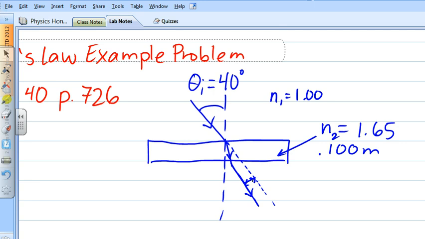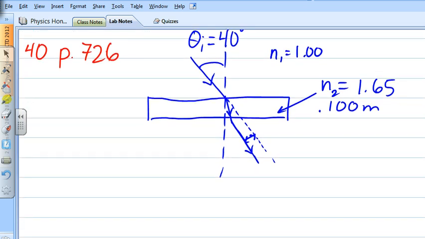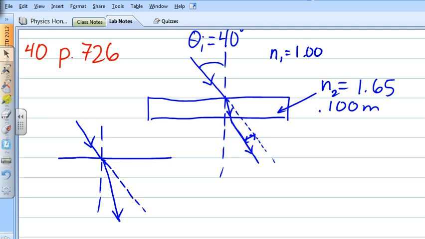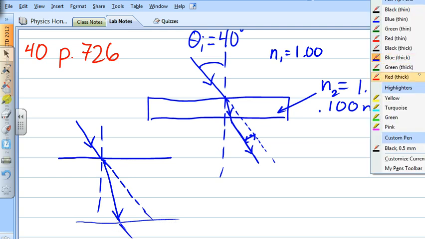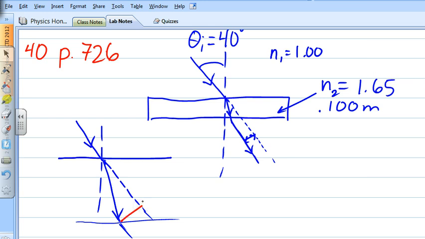Okay, this is going to get a little bit crazy, so I need to draw a slightly different diagram. Again, this is the boundary. This is the normal. This is the ray coming in. This is the refracted ray. This is the continued version, and then here's the other boundary, and it continues like that. So what we're trying to find right here is this distance in red, and that makes it a little bit easier.